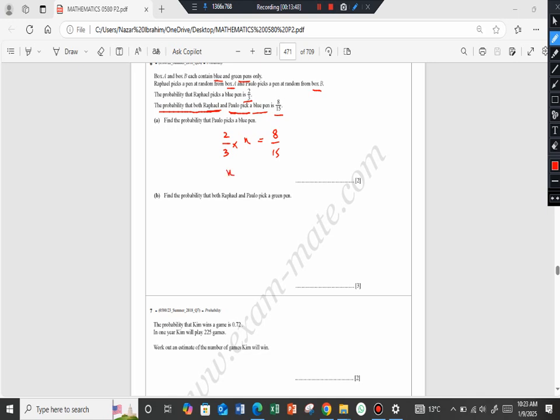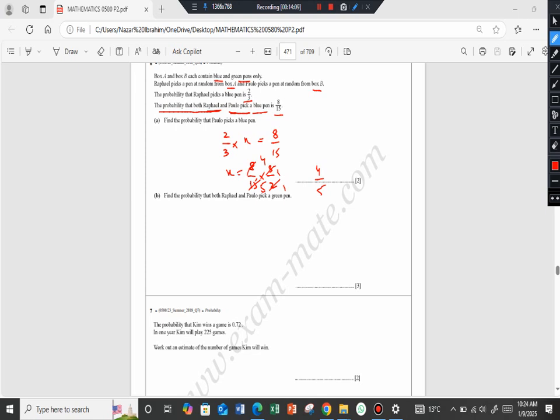So solving this, 8 upon 15 multiplied by 3 upon 2. So 3 1s are 3, 3 5s are 15, 2 1s are 2 and 2 4s are 8. That is 4 upon 5. Is it clear? Okay. Find the probability that both Raphael and Paul pick a green pen.